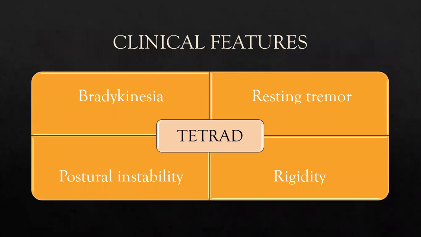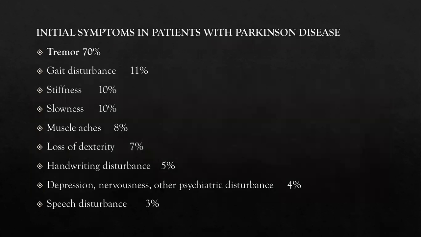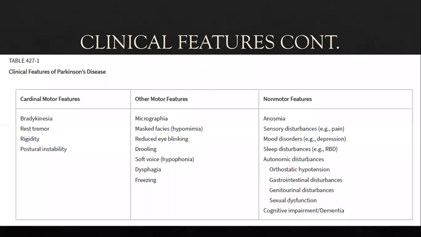Coming to the clinical features, it is mainly a tetrad of bradykinesia or hypokinesia, resting tremor, rigidity, and postural instability. Initial symptoms in patients with Parkinson's disease can be tremor in 70% of cases, gait disturbance 11%, stiffness in 10%, slowness, muscle aches, loss of dexterity, handwriting disturbances, depression, nervousness and other psychiatric disturbances, and speech disturbances. Tremor is the most common symptom, as we can all see.